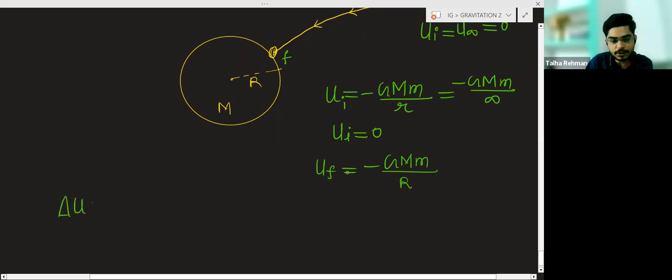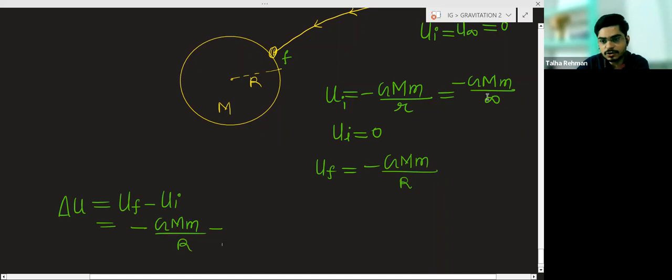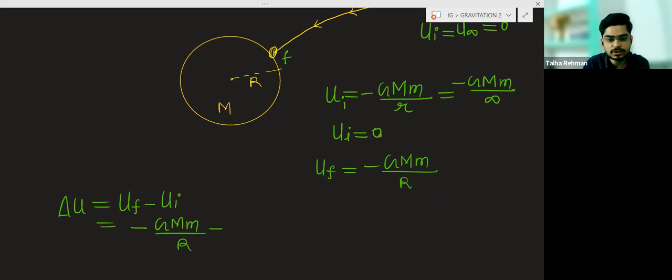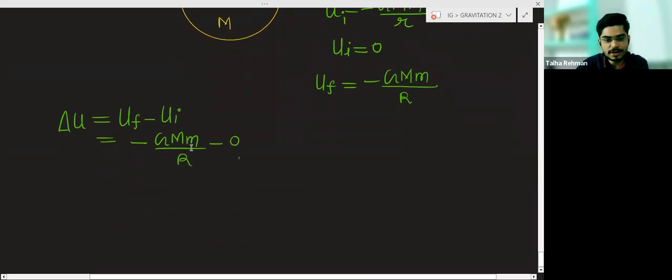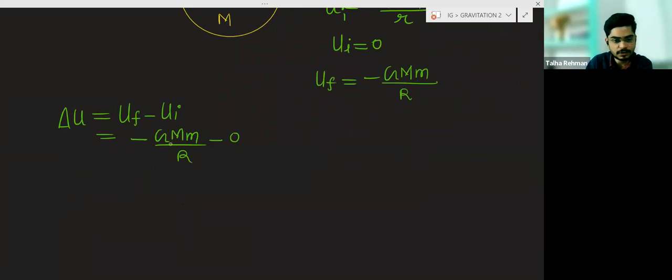Delta U means change in the potential energy, and change in potential energy is always final potential energy minus initial potential energy. What is the final potential energy? This is final potential energy, minus GMm by r, minus GMm by radius of the earth. Initial potential energy is 0, so this is 0. So you have this value, we will calculate this value.